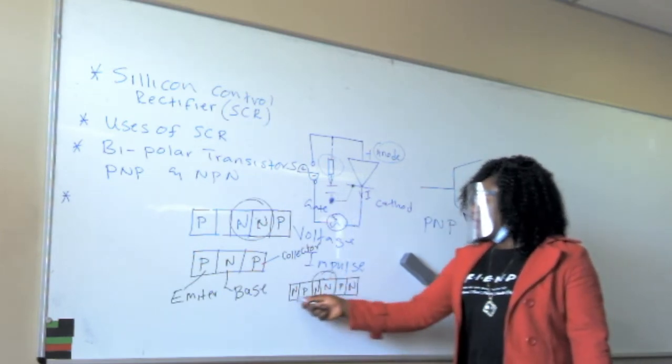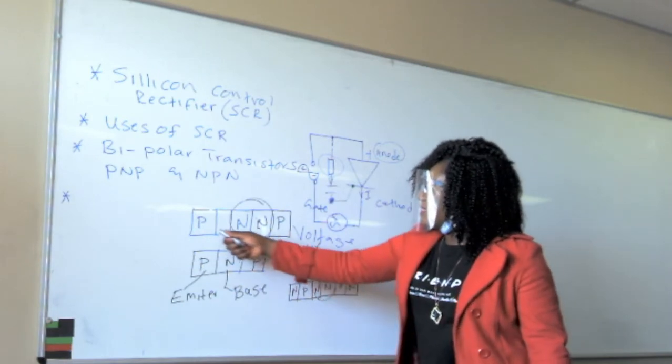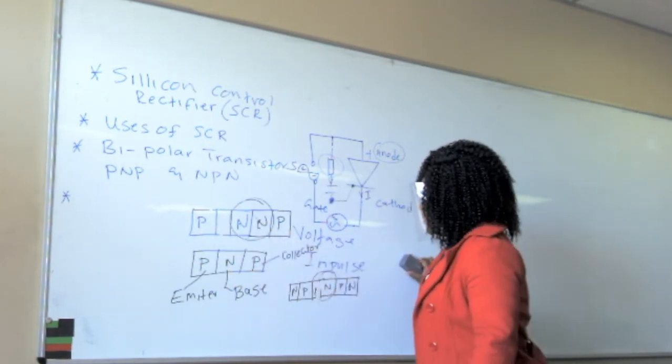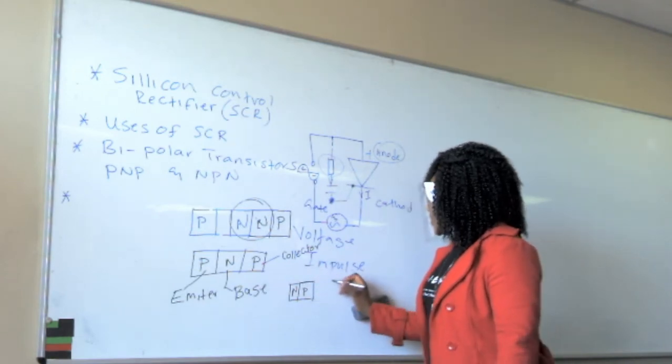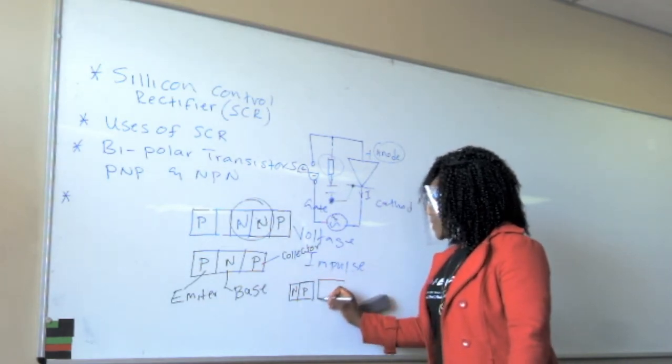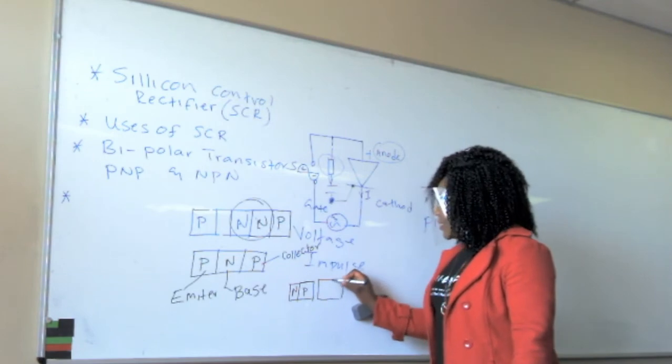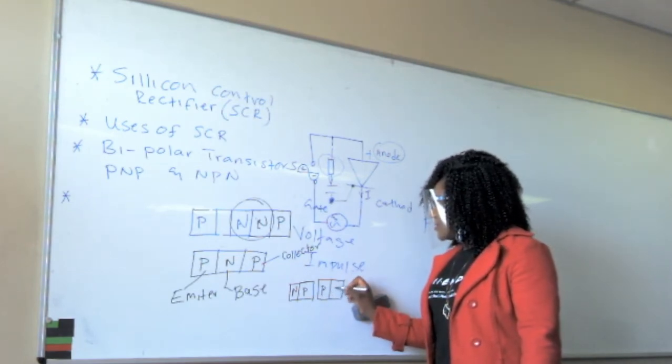NPN, you are going to have the same. This was P. We only had two. Let me just redo this one. You have NP and you have NP, because we are using two diodes, okay? And then this is what? P. This is what? N.